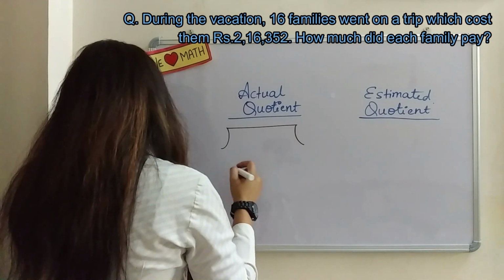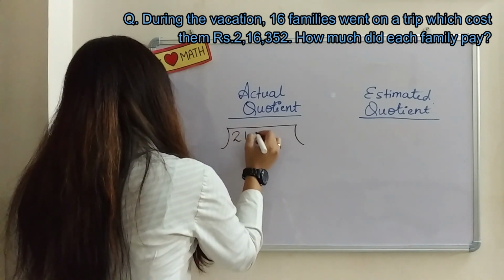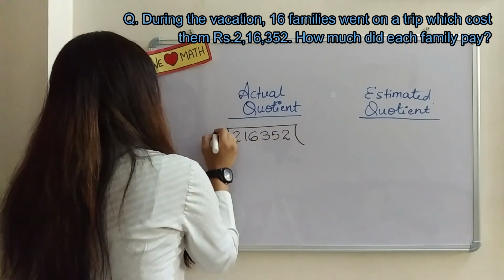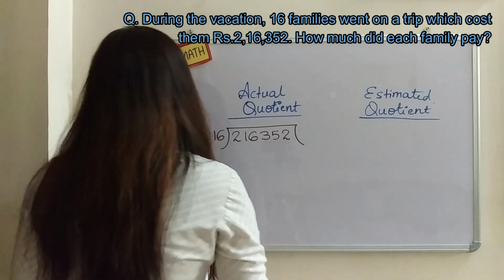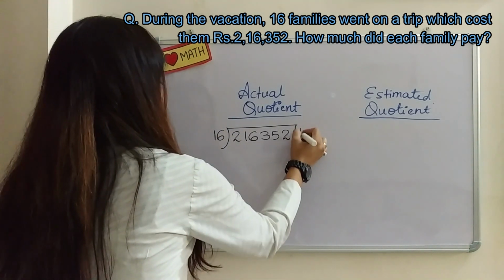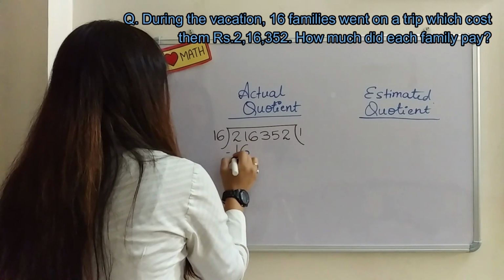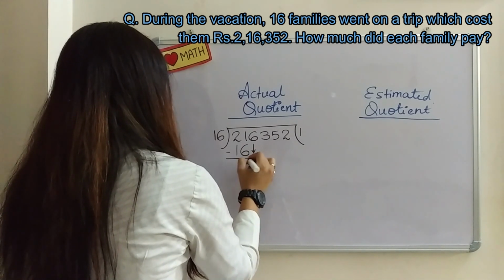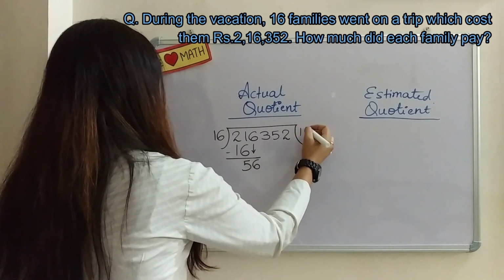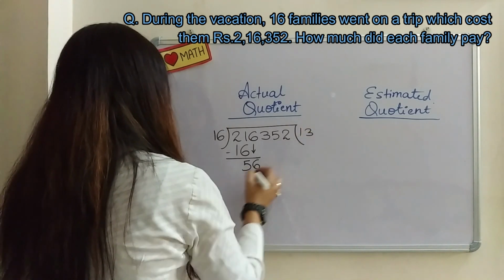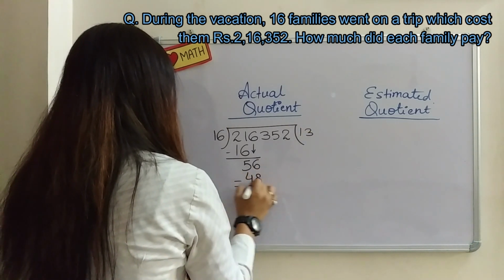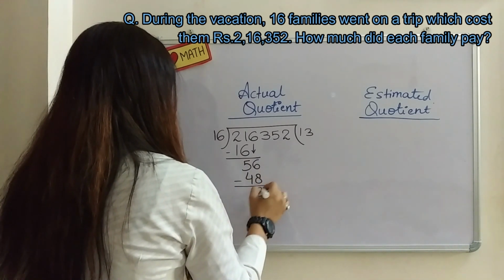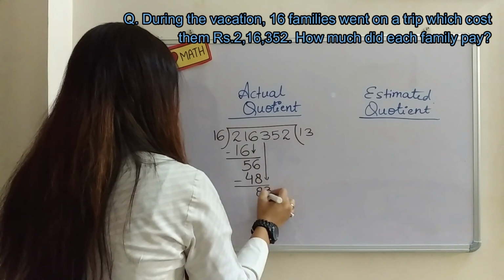Okay, so for that we need to do the quotient like this. The amount was 2,16,352 and we need to divide among 16 families. So here we need to do 16 ones are 16, of course. Here will be 5, 56, and we know 16 4s are 64, 16 3s are 48. If we subtract, we will get 8 and 3 will remain, carry over 3.